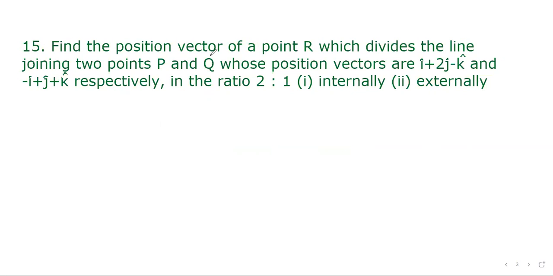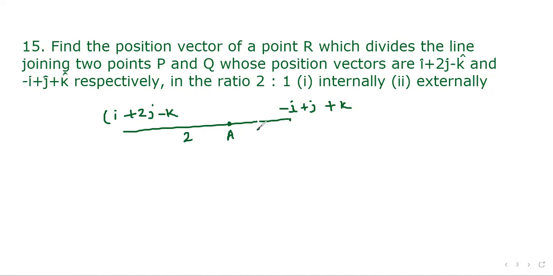Next question: find the position vector of point R which divides the line joining two points P and Q, whose position vectors are this and this. So here i plus 2j minus k, and the second point is minus i plus j plus k. So suppose the point lies here. Suppose this point is R. This ratio is 2 is to 1.